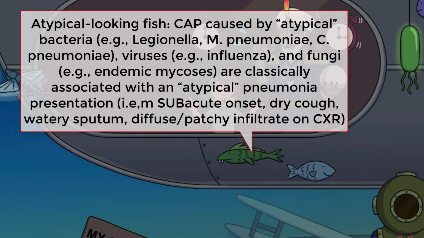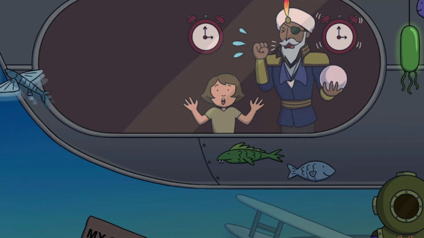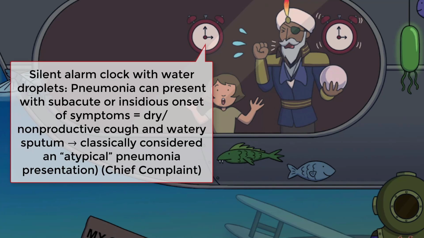In contrast, so-called atypical pneumonia is classically associated with atypical pathogens, including mycoplasma, chlamydia, and legionella, in addition to viral and fungal infections. But more on that later. The presentation is more subacute and characterized by dry cough or watery sputum.